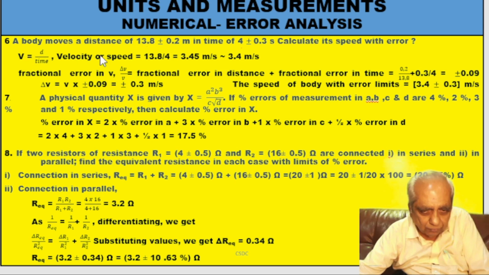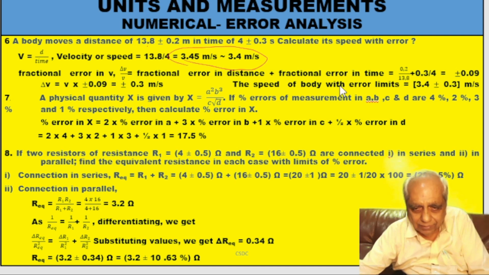How much would be V? This is 13.8 and time is 4, so this is my V. So first I have calculated V from the 8th standard, 9th standard physics. Now, fractional error in V. Using this formula, it would be fractional error in distance plus fractional error in time. So I will calculate now fractional error in distance. What is the error in distance? 0.2 out of 13.8. So this is fractional error in distance.